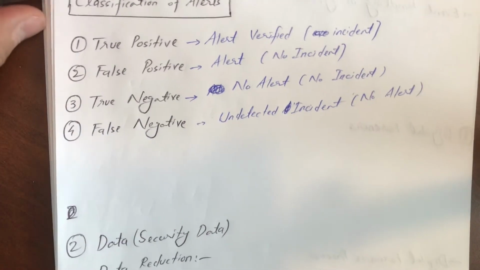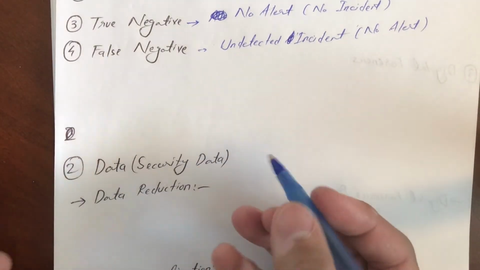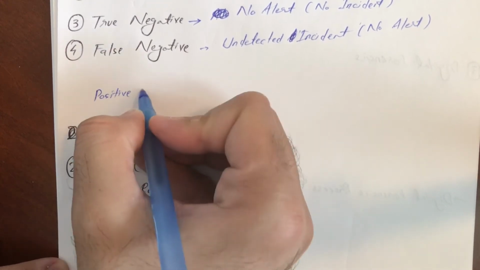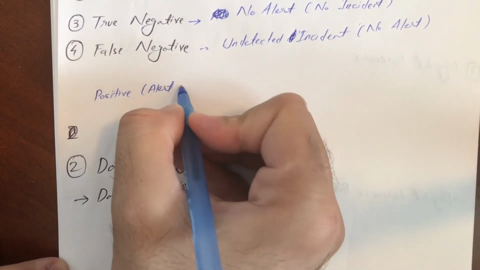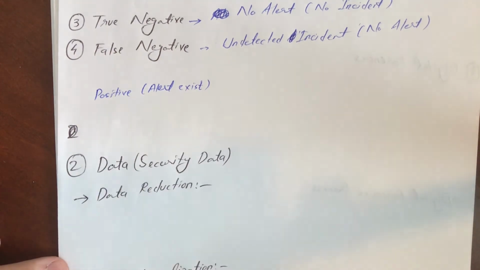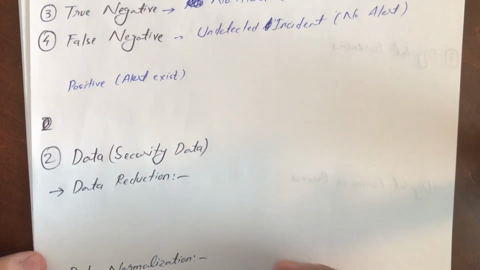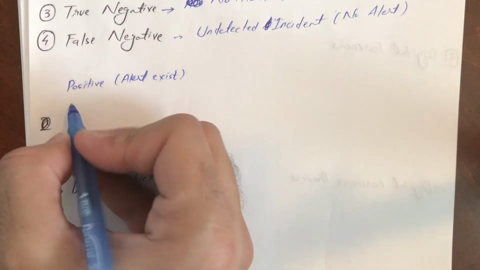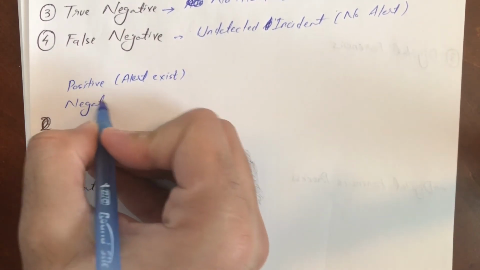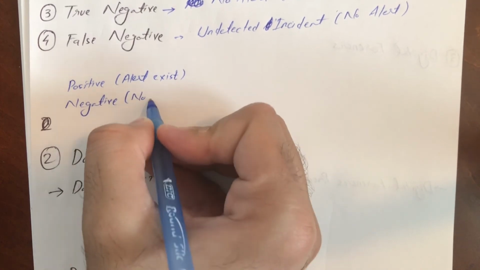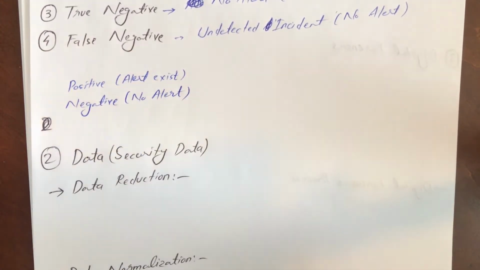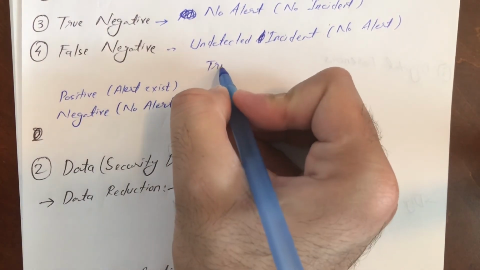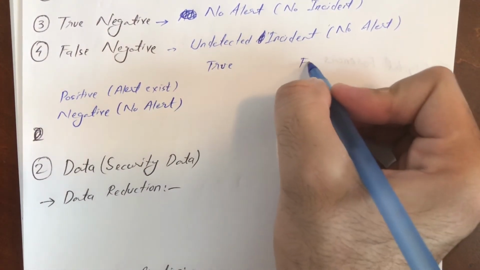To better understand all these four classifications, let me just draw a table. Positive means an alert exists, so the IDS or any other alert generating device has generated an alert. Negative means no alert, so there is no alert generated. Now these positives and negatives can be true or false.